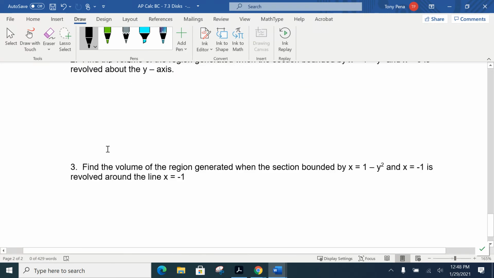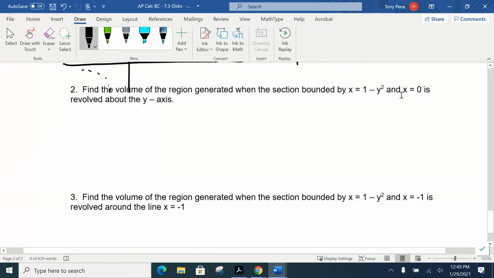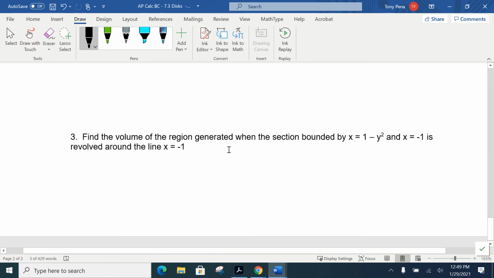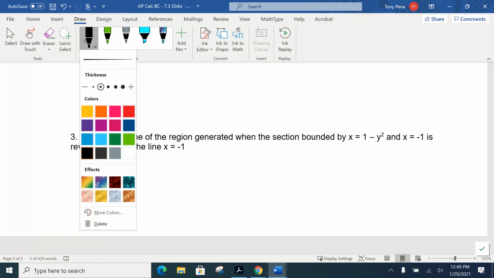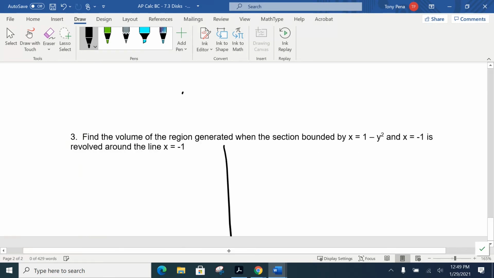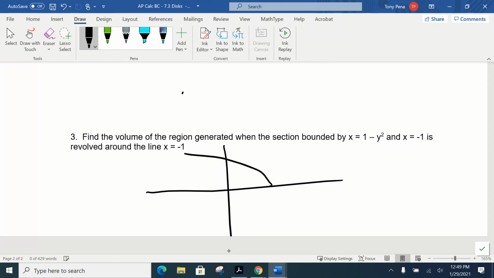Let's jump to 3. 2 and 3 are identical, except in this one, I want you to rotate it around the y-axis. We're going to use x equals negative 1. 3 is the harder of the two, so I'd rather do that one. And then you could probably go back to the first one and be fine. So x equals 1 minus y squared. If you can't do this without a calculator, know how to draw the inverse.